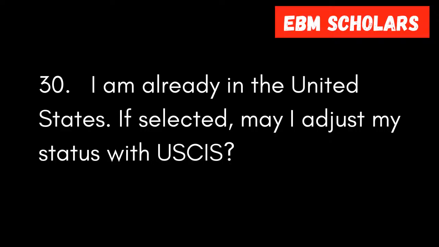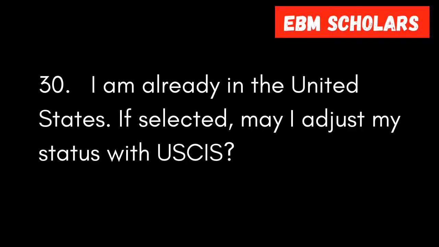So if you're already in the United States, provided you are eligible, you'll be able to do the adjustment of status under the terms of Section 245 of the Immigration and Nationality Act. You'll be allowed to do the adjustment of status to permanent resident based on whatever visa you have.